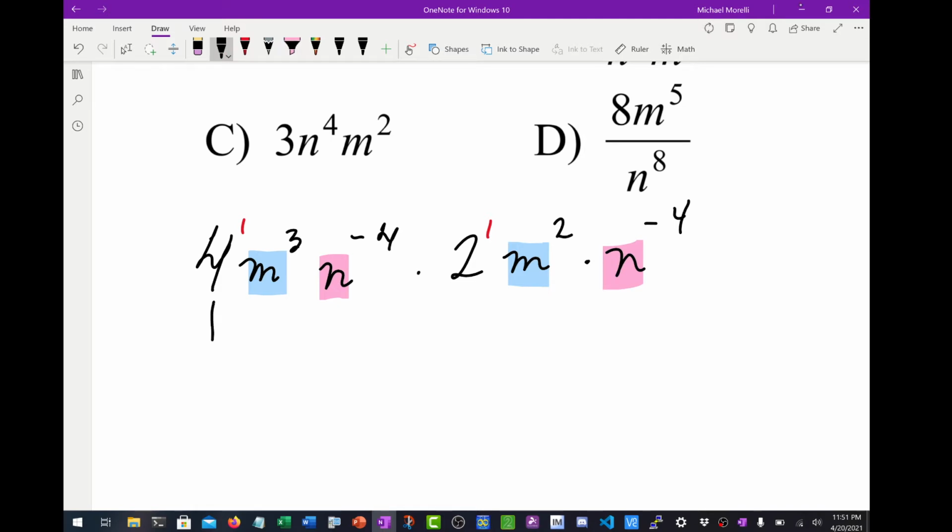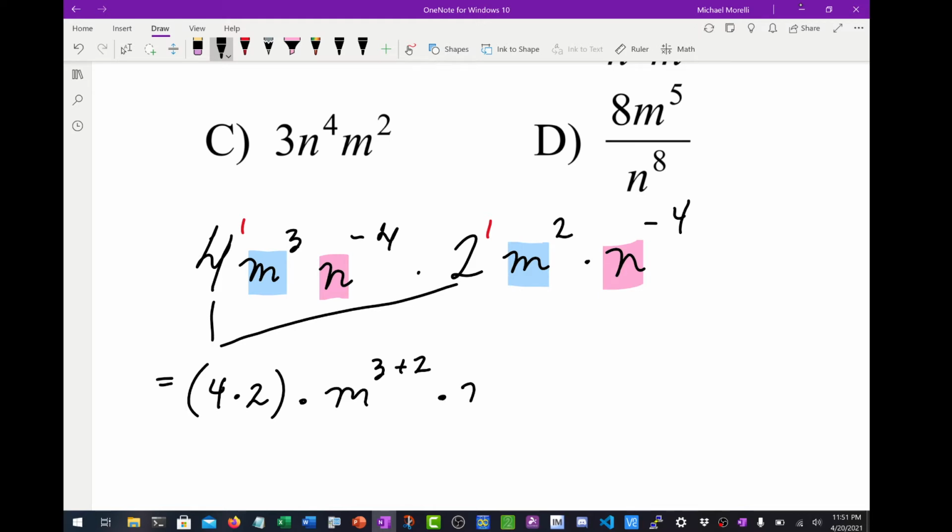Now the 4 and the 2, they can be combined. It's just simple multiplication. So I'm going to show all the steps here. This is 4 times 2, times. And now I'm going to write m and raise it to the power of 3 plus 2, since those are the 2 m exponents, times n raised to the power of negative 4 plus negative 4.